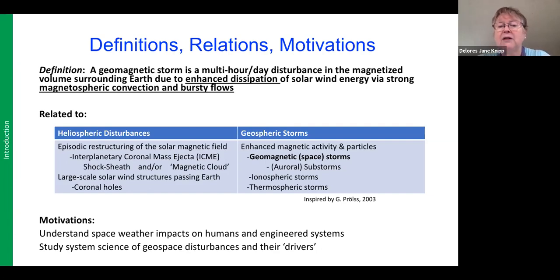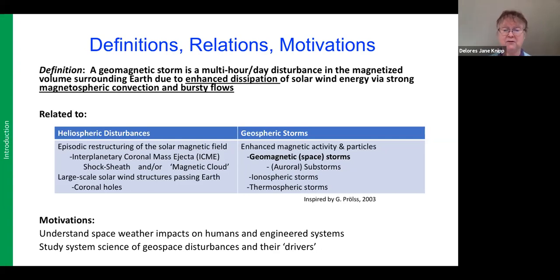So there are all kinds of geospheric storms, geomagnetic storms being one of them. And then there's a sub-element of that called the substorm. We'll talk about that because substorms definitely have a role in creating what's called a geomagnetic storm. The things that I personally research are more along the lines of ionospheric storms and thermospheric storms. I didn't put that in as a main topic of this presentation, but for the second hour, you're going to see some of the effects of those types of storms, when those systems are able to extract energy from the geomagnetic storm.